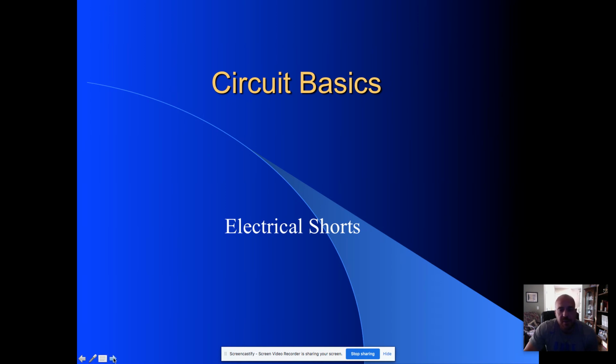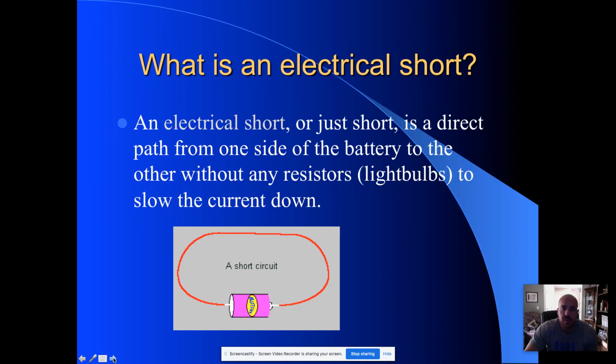Last thing we'll talk about today are something called electrical shorts. An electrical short, sometimes they'll just call it a short, is a direct path from one side of the battery to the other without any resistors. Remember, resistors like light bulbs slow the current down. They help control it. We need to do that.